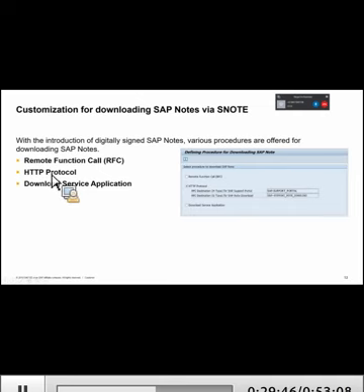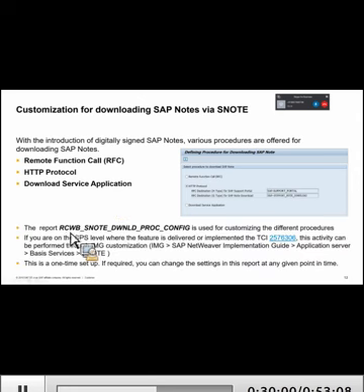So apart from the RFC way, there are two additional options. One is the HTTP protocol, as Sonal also spoke about it. The other procedure for the download of notes is the download service application. This is customizable through a report mentioned here, RCWB underscore. This is the report basically that needs to be used to configure.